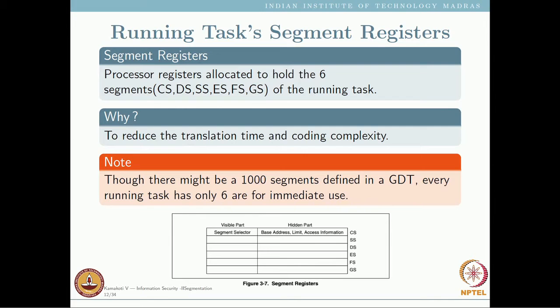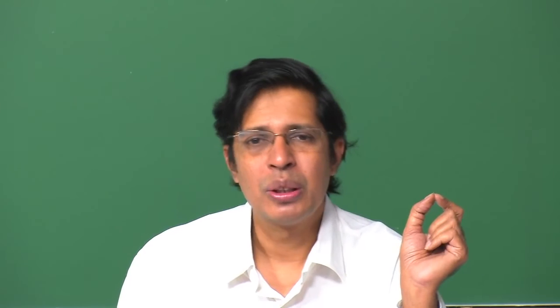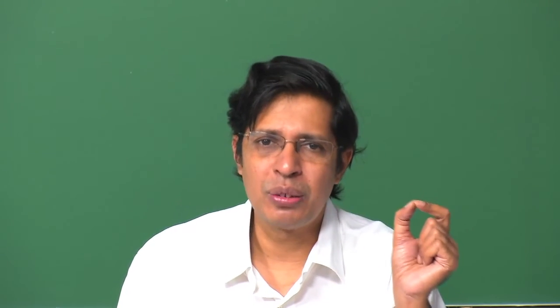Then we also talked about the segment registers. The segment register points to an offset within the global descriptor table and the local descriptor table. Along with the segment register, there is also a hidden part which stores the base address, limit and access information of the current segment that particular segment register is pointing to, and this is important for performance reasons.